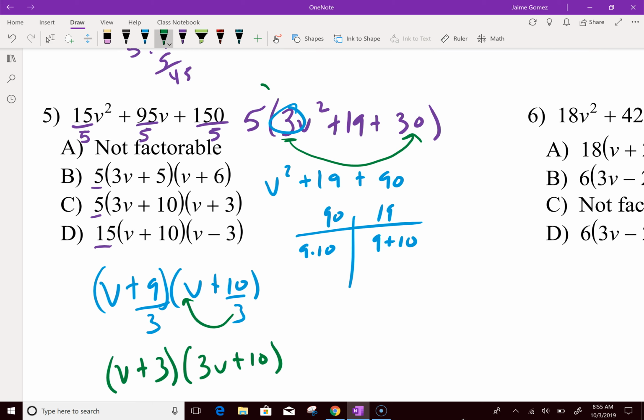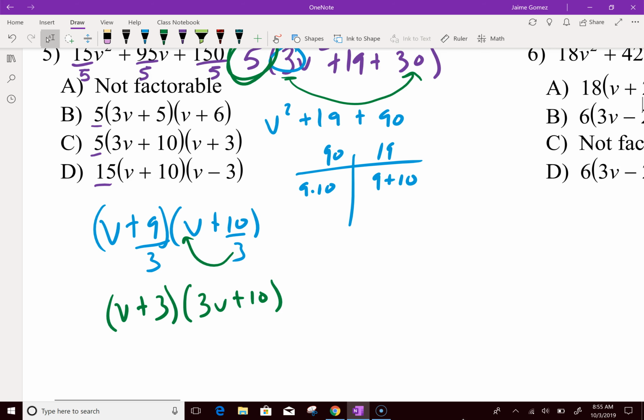And then don't forget about this 5. You have to bring it all the way down. So 5 times (v plus 3) and then (3v plus 10). Here we go, 5c.